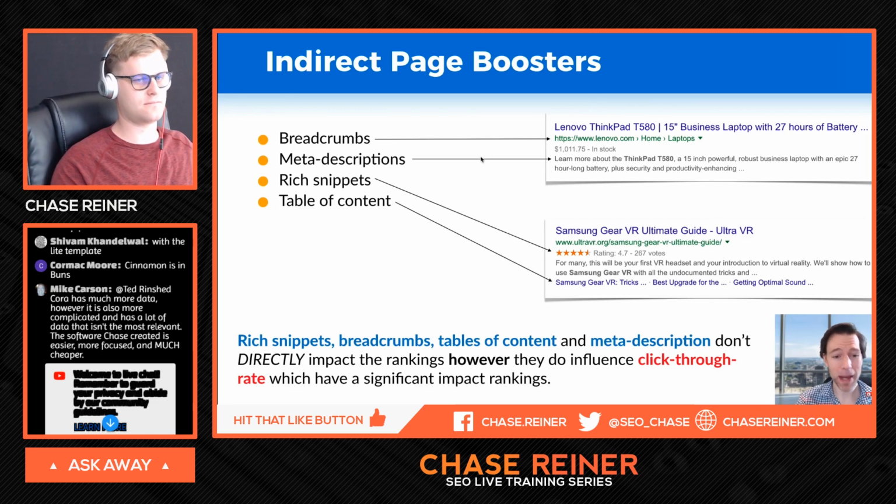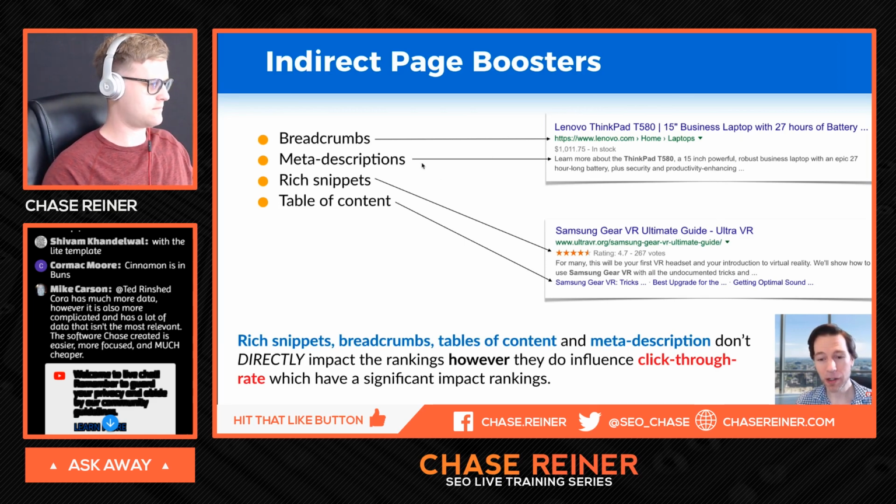The next thing is going to be meta descriptions. You want to have a high quality meta description that encourages the click, and people will read your description and say, oh yeah, this is really what I want, and click on your listing more. That will help you rank higher.